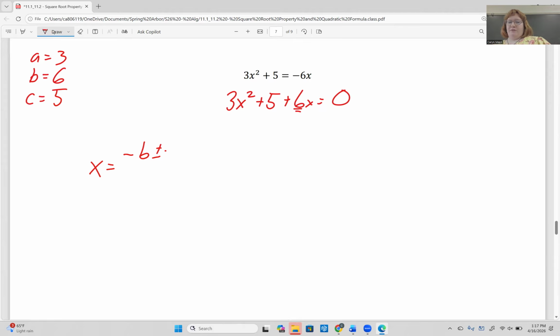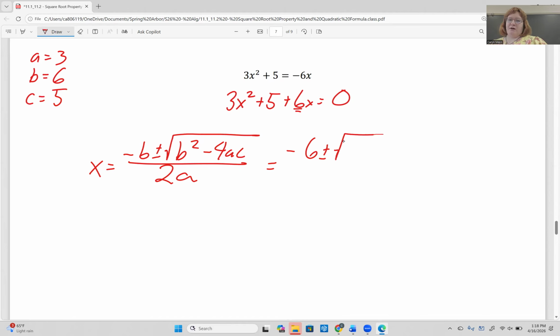You left out a word. Square root. B squared minus... Oh, okay. Plug them in. So we have -6 plus or minus the square root of 6 squared minus 4 times 3 times 5, all over 2 times 3.